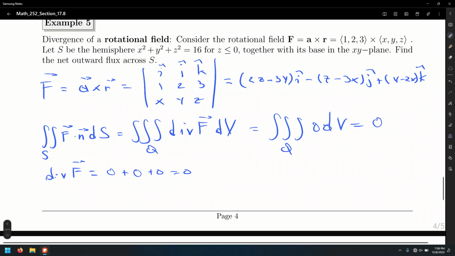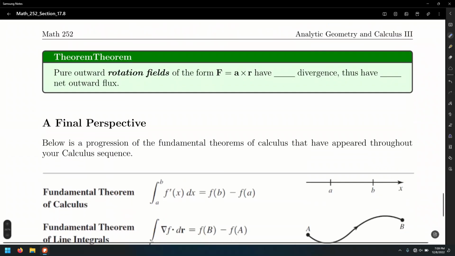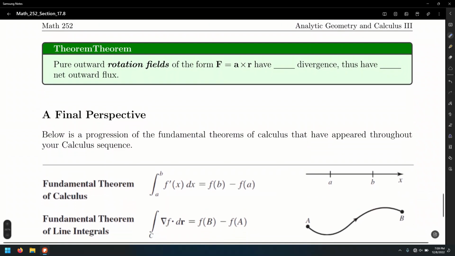So that's how we can relate it in this case. If the chef is doing a good job by not spilling anything, his hand is truly a rotational vector field, all right? So there's a theorem for this actually. Pure rotational fields of the form F equals A cross R have zero divergence. All right, it's everything circulating, nothing is diverging. Thus, they have zero net outward flux, and that's pretty much what it is, right?